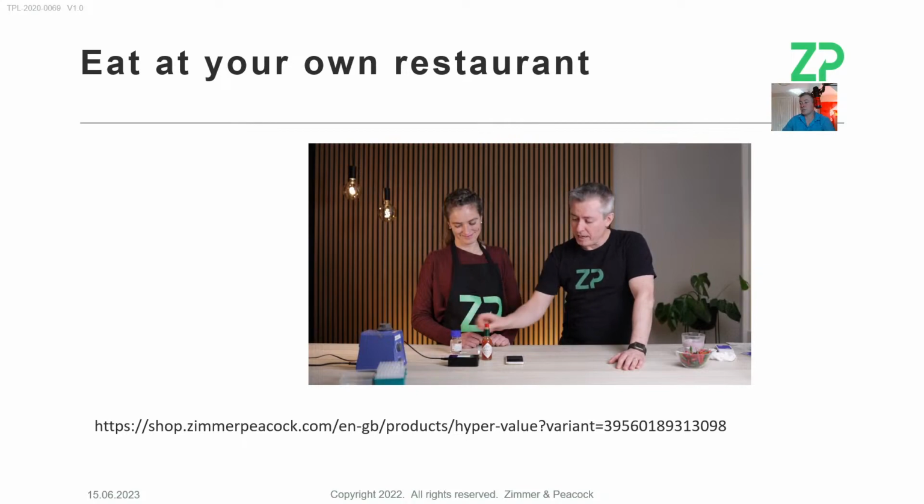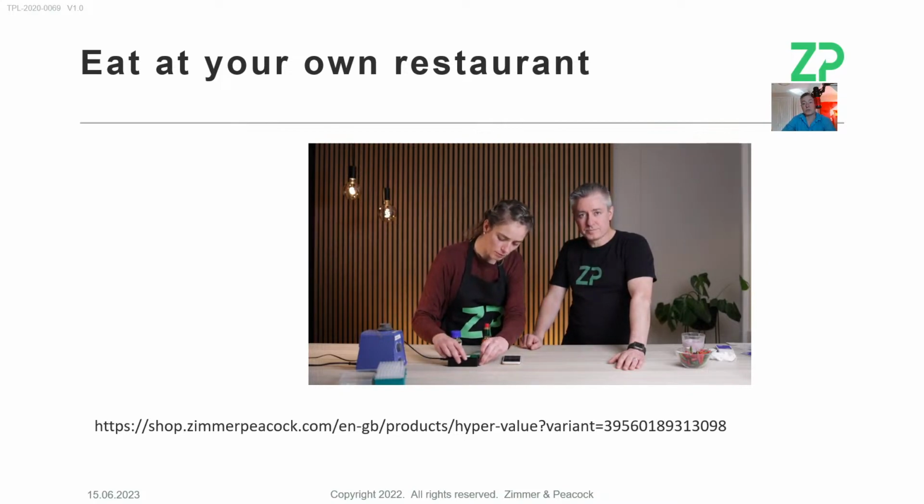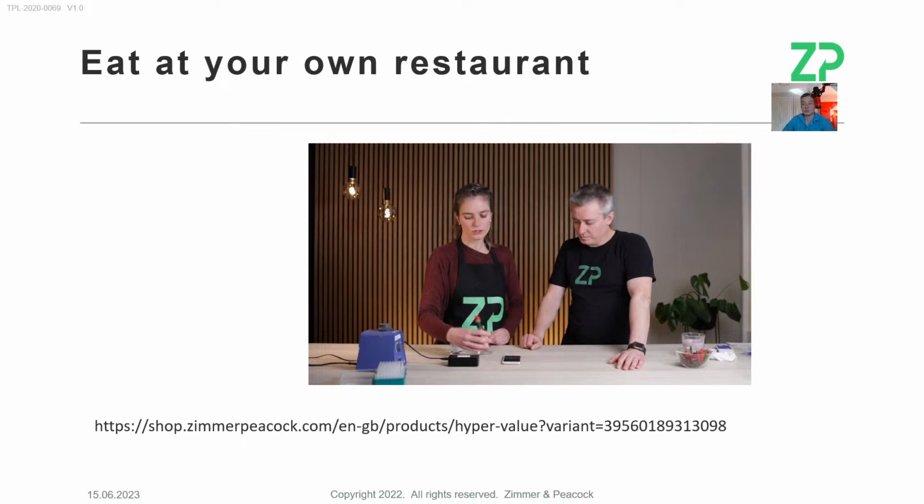Something else that makes ZP unique is we eat at our own restaurant. What I mean by that is the biggest consumer of ZP screen printed electrodes is us. We're absolutely unique among anyone trying to sell screen printed electrodes. We are the biggest users of them. So who is the first person who would be impacted by quality issues at ZP's screen printed electrodes? Let me think. It's ZP.